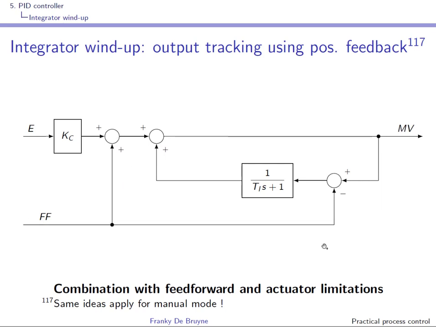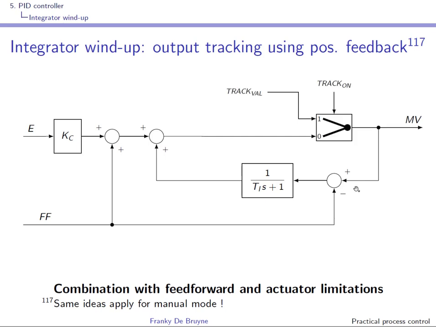So you add it over here and you subtract it over here, and this implementation and this one are completely equivalent, but of course this one is suited to add output tracking and actuator limitation, and this actuator limitation comes again in the form of saturation and rate limitation, so a limitation on the slope of MV, and you could of course add manual mode.